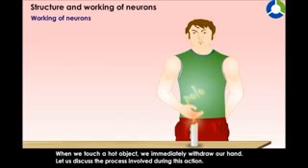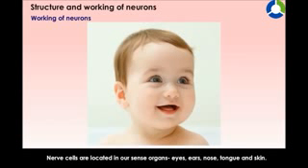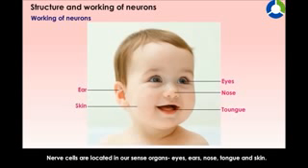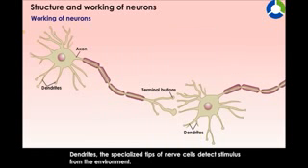When we touch a hot object, we immediately withdraw our hand. Let us discuss the process involved in this action. Nerve cells are located in our sense organs: eyes, ears, nose, tongue, and skin. Dendrites, the specialized tips of nerve cells, detect stimulus from the environment.